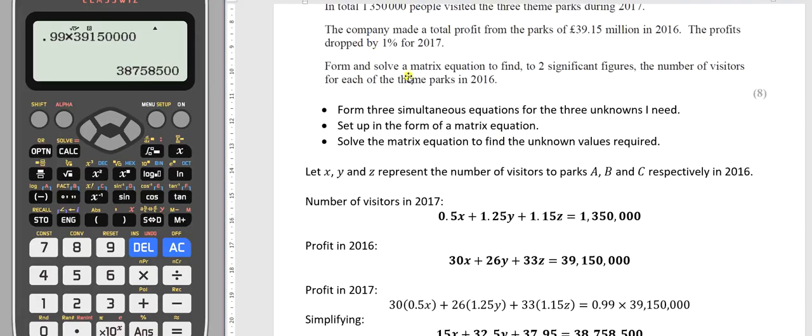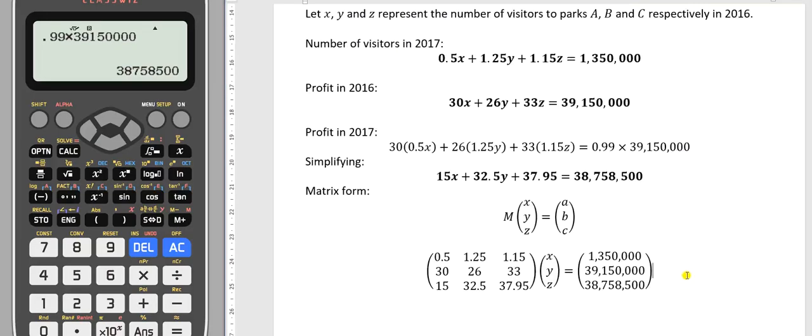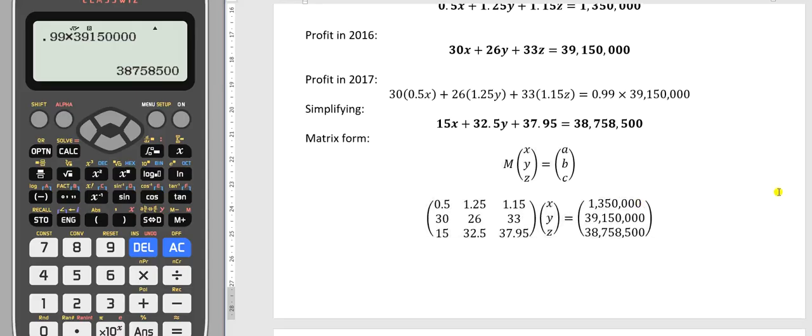So we've done the first part of what they said, form and solve a matrix equation. Well, we've formed the matrix equation. How do we solve it? Well, the important point here is that if we've got a matrix multiplied by an input, giving us an output, we can switch that whole thing around by using inverse operations.